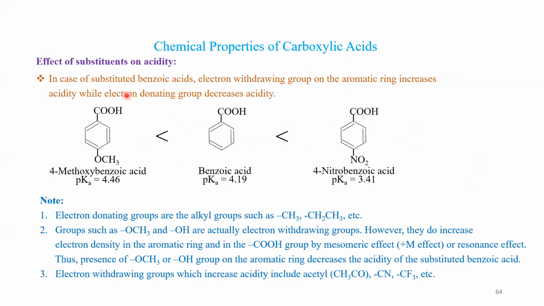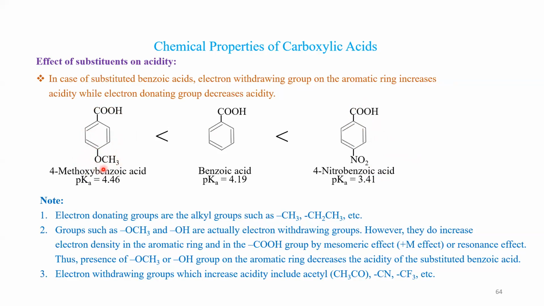Then, when it comes to benzoic acids, if we have an electron withdrawing group, that will increase the acidity. If there is an electron donating group, it will decrease the acidity. Now, in case of benzoic acid, electron withdrawing and electron donating effects can happen by means of inductive effect. They can also happen by means of resonance effect.